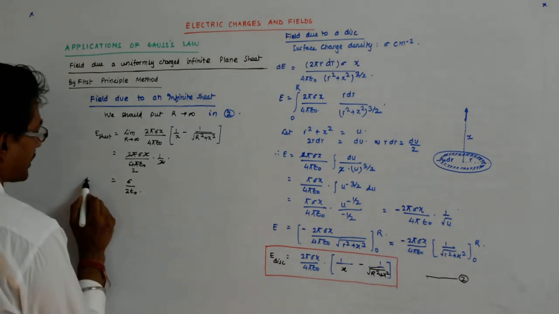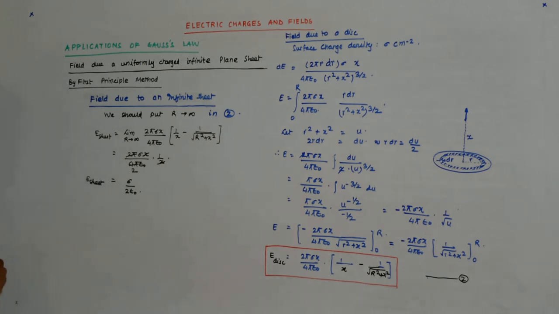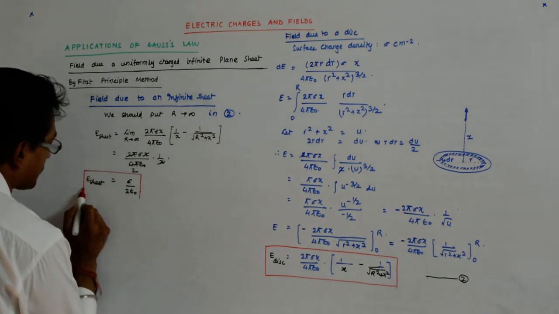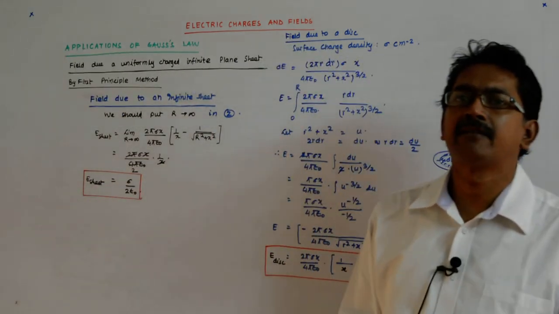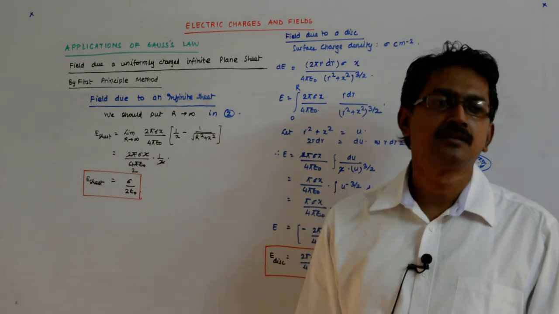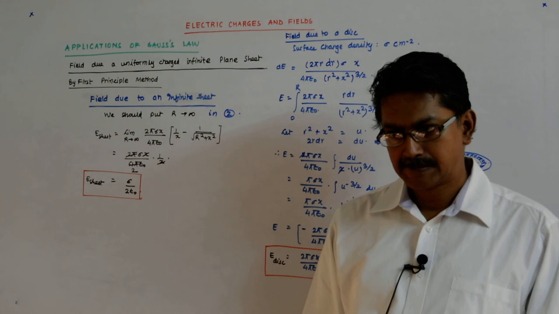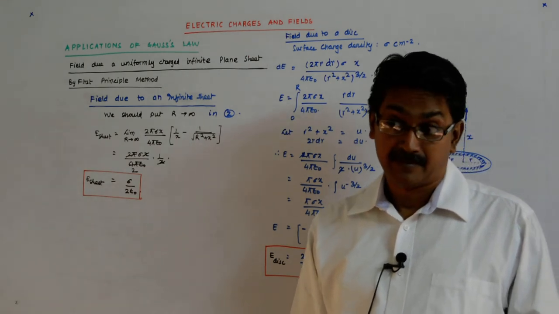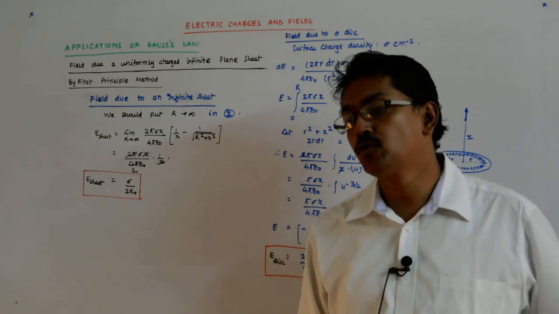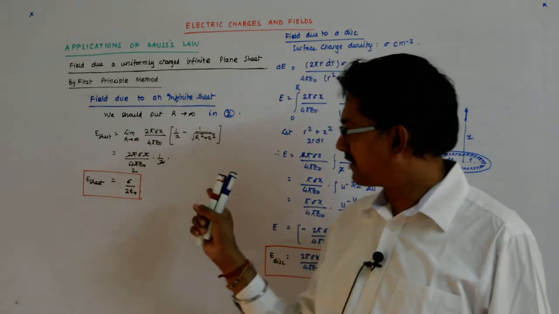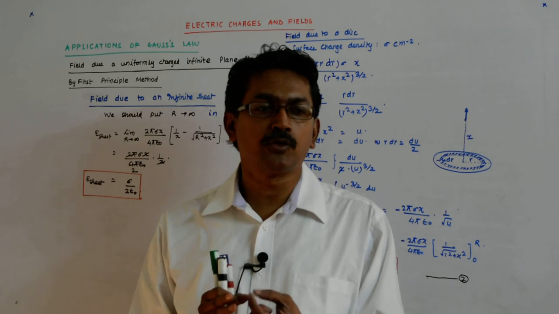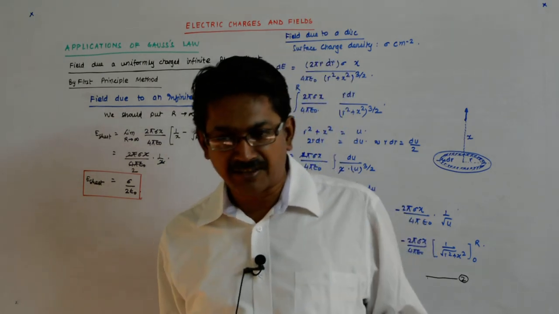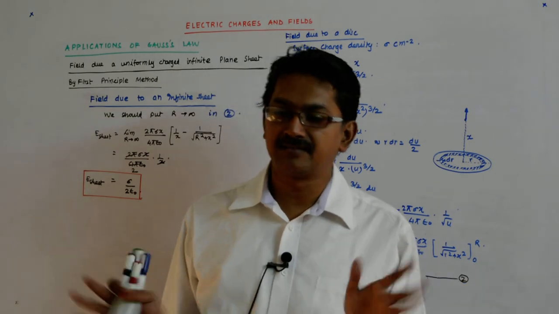So E due to an infinite sheet is sigma upon 2 epsilon naught, and the wonder of wonders is what? If you have an infinite sheet, wherever you go, at whatever distance you are from the sheet, the field is a constant. Because there is infinity all around. Be at infinite distance from that sheet, still the field is the same. You be 1 meter, 1 mm away, the field is the same. You be 200 meters away, the field is the same.